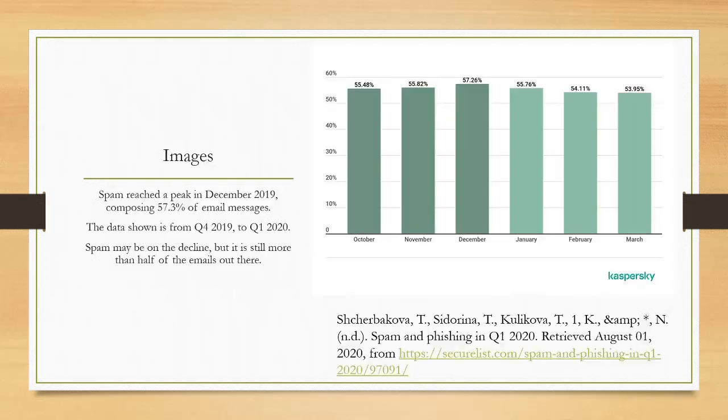It's that simple. The first image I wanted to bring up is this graph that shows the 6-month period from Q4 2019 to Q1 2020. And in December 2019, spam reached a peak at 57.3% of all email messages. And that shows that spam may be on the decline as it's going down just a little bit each time, but it's still more than half out there. So we have to be on the lookout.